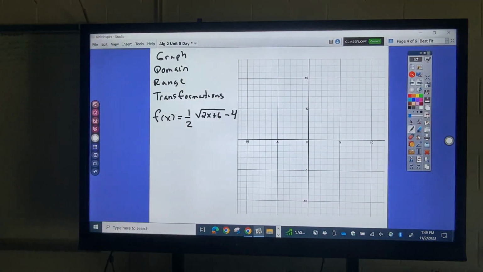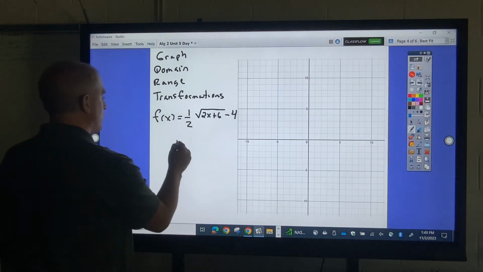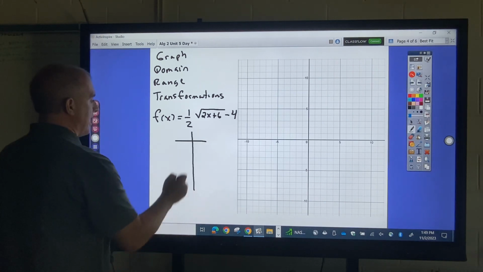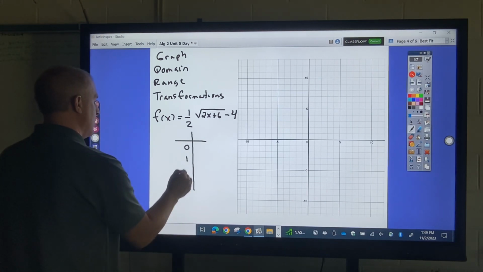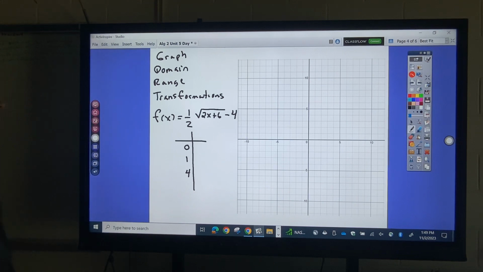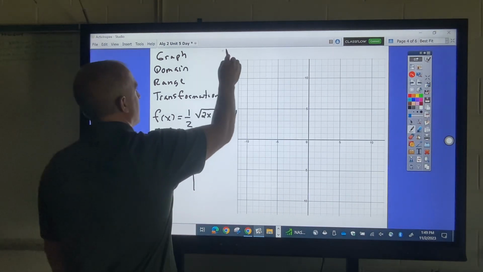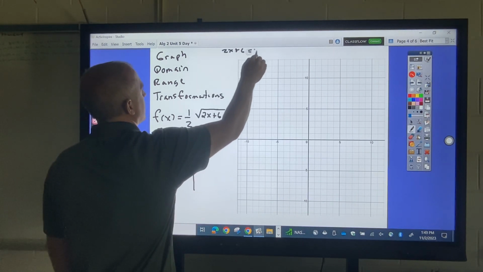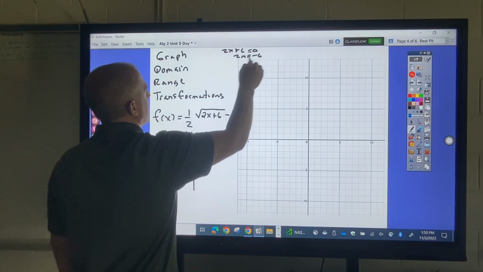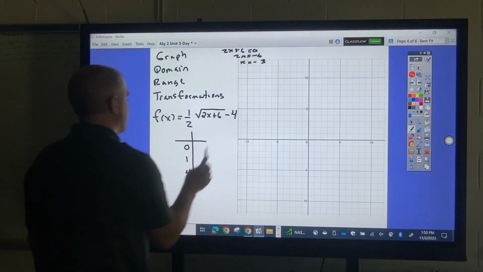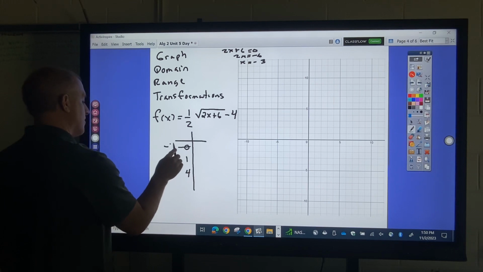All right, let's go ahead and take a look at this one. Okay, now this is a square root. So the values I'm going to use are 0, 1, and 4. Okay, I'm going to solve the inside. That's 2x plus 6 equaling 0. That's 2x equals -6. That's x equaling -3. So I'm going to replace the 0 with a -3.